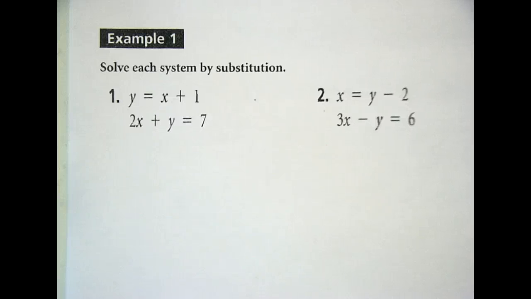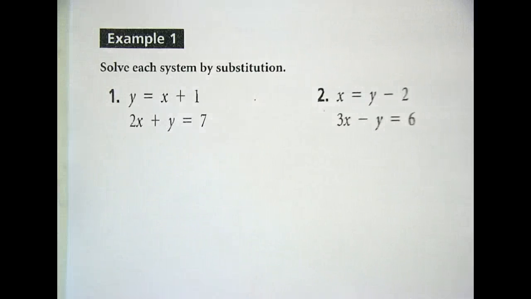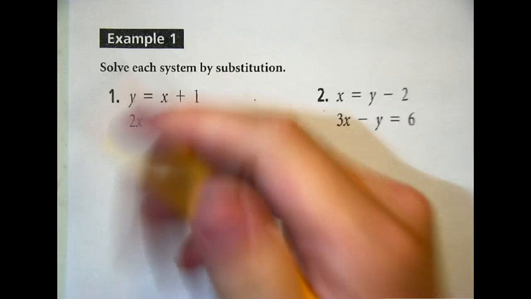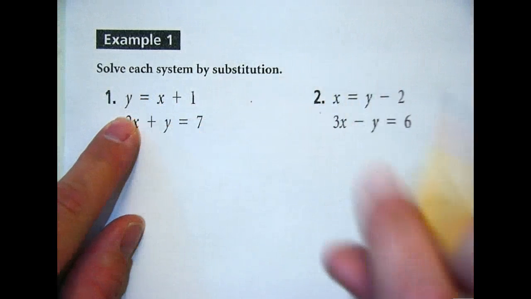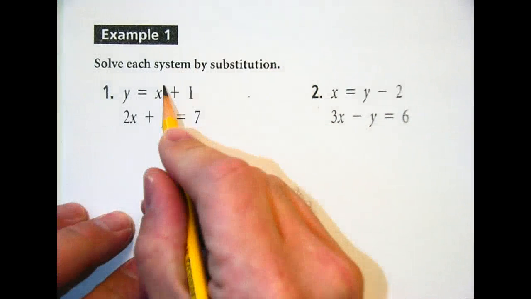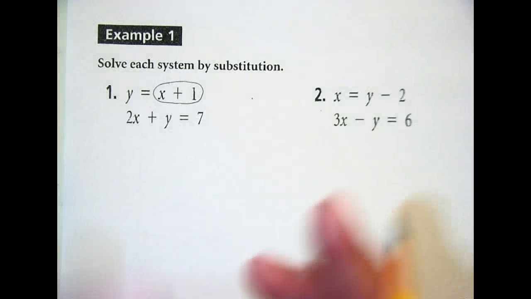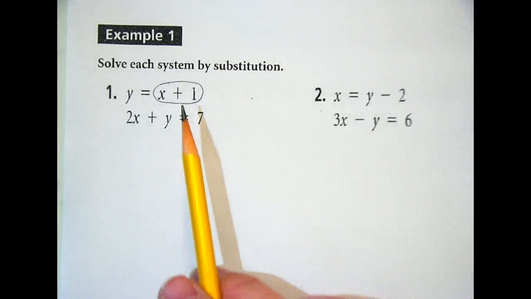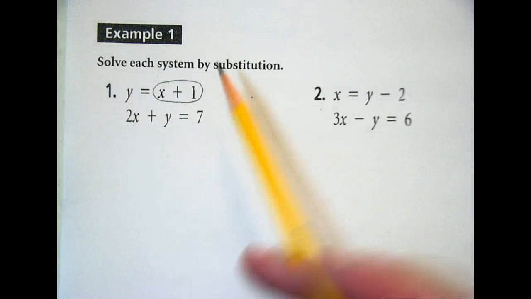I need someone to tell me why does this problem lend itself really well to substitution? Connor? Because you already have one of the variables. Because it's y equals x plus 1. Good. All right, so you have a variable alone already. We already know what y equals. They're telling us y equals this. If you're given two equations, first, if you have an x and a y, if you have two variables, you need two equations to solve.